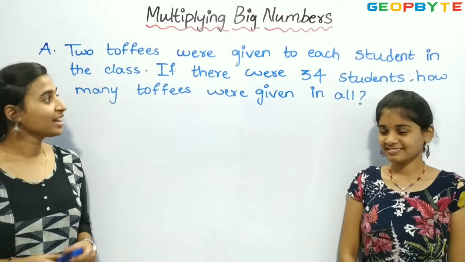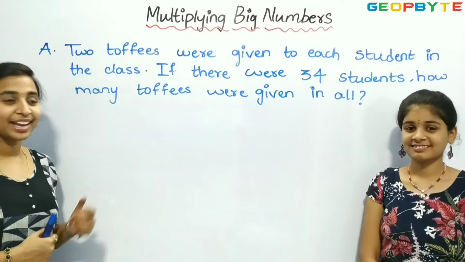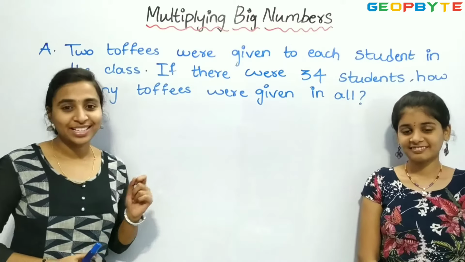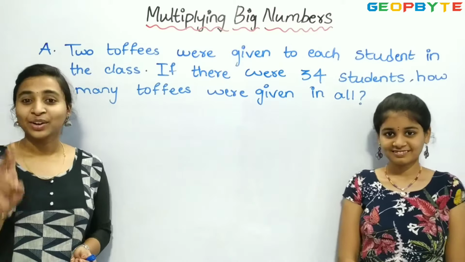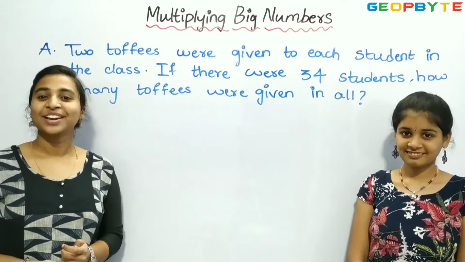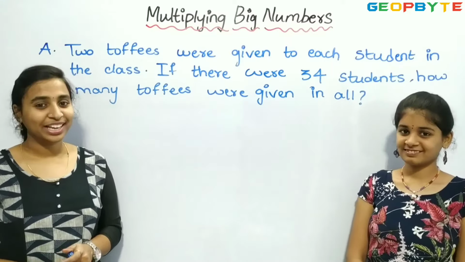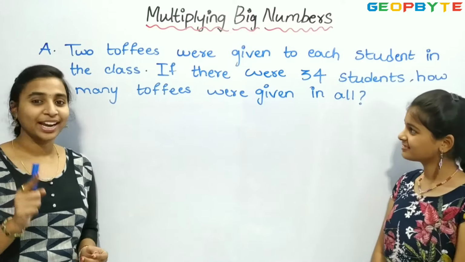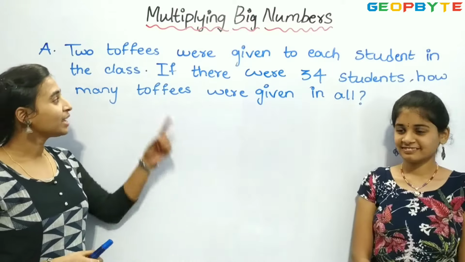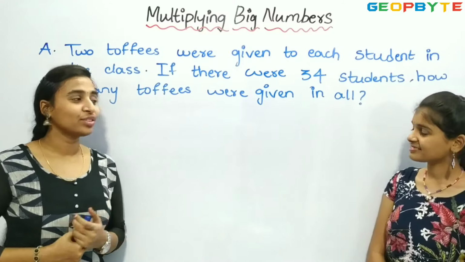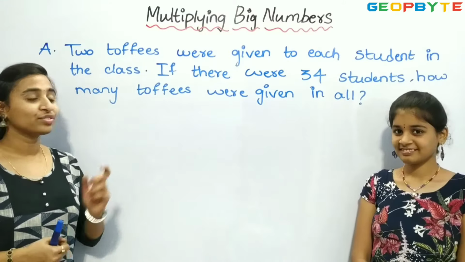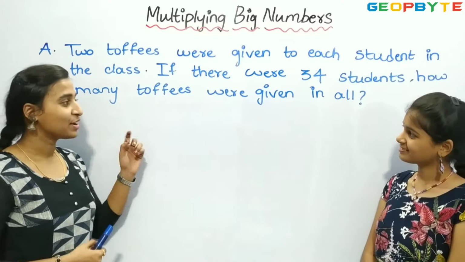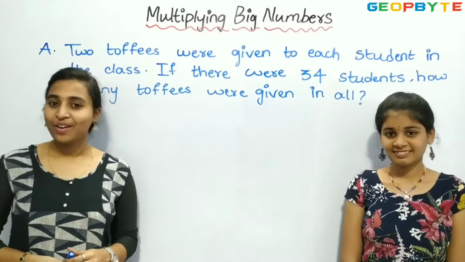Yes, children, see in the question it is given that 2 toffees were given to each student in the class, right? Two toffees. Means two chocolates were given to each student in the class. Right? Per head 2 chocolates, and if there were 34 students in the class, how many toffees were given in all?